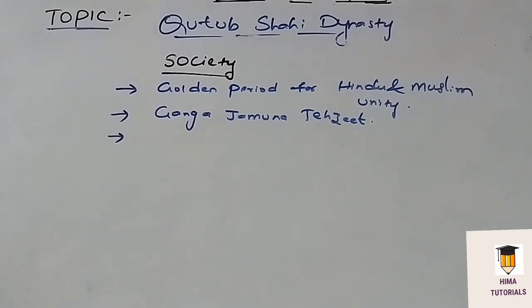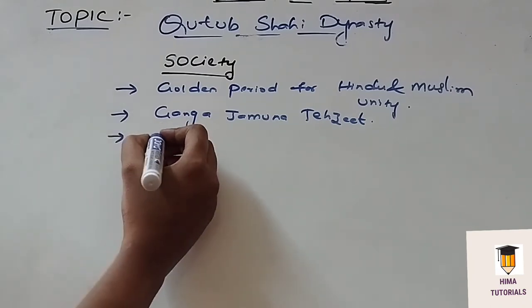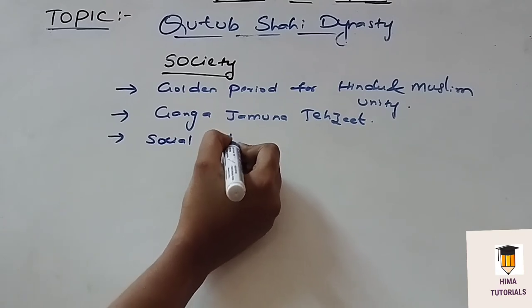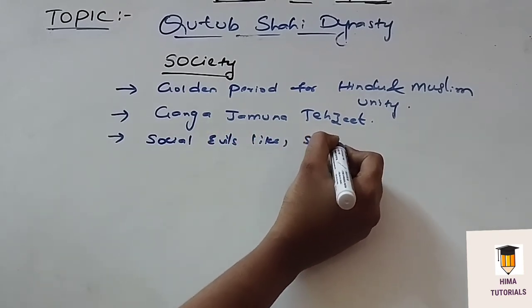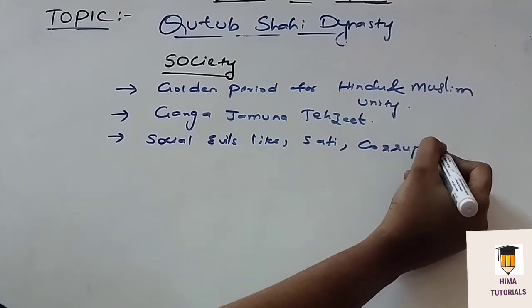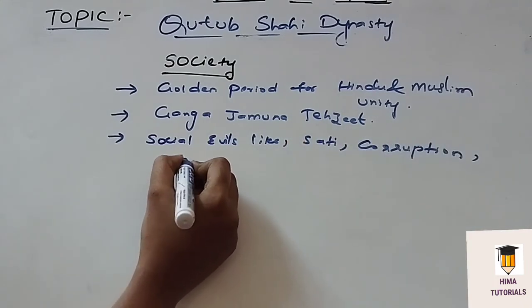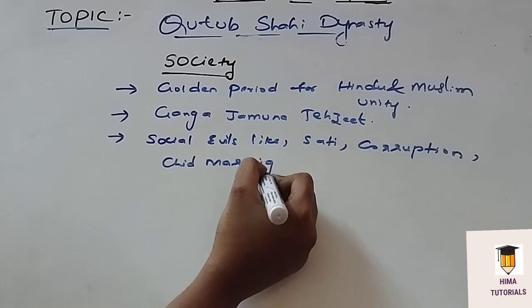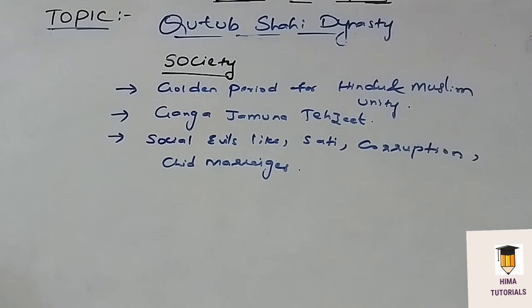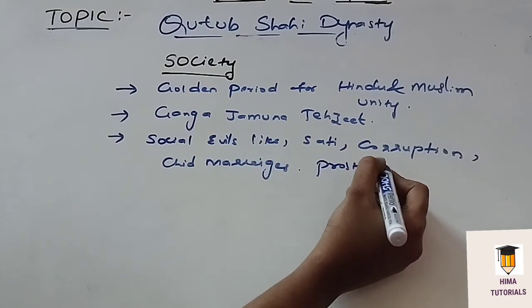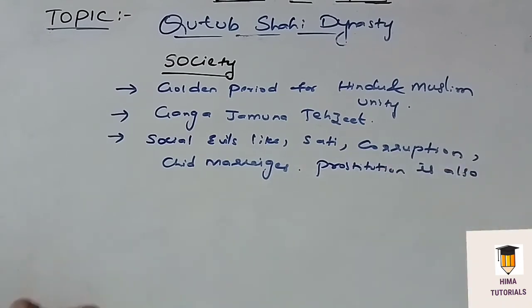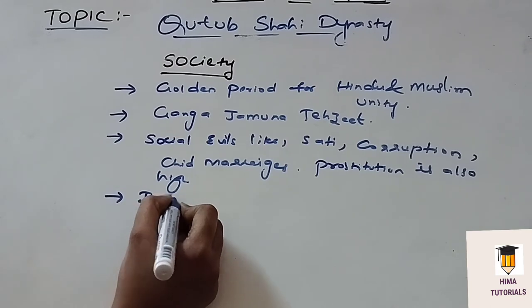During the Qutubshahi period, there were various social evils like sati, corruption, child marriages, and even prostitution was high during this period.